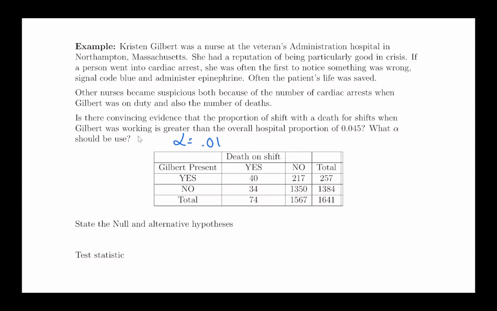Up next, we're going to figure out what is our N, what is our X, and lastly, what is going to be our P naught. So what was the overall proportion of death in the hospital? Well, if you look at the overall proportion of death for the hospital, it was 0.045.